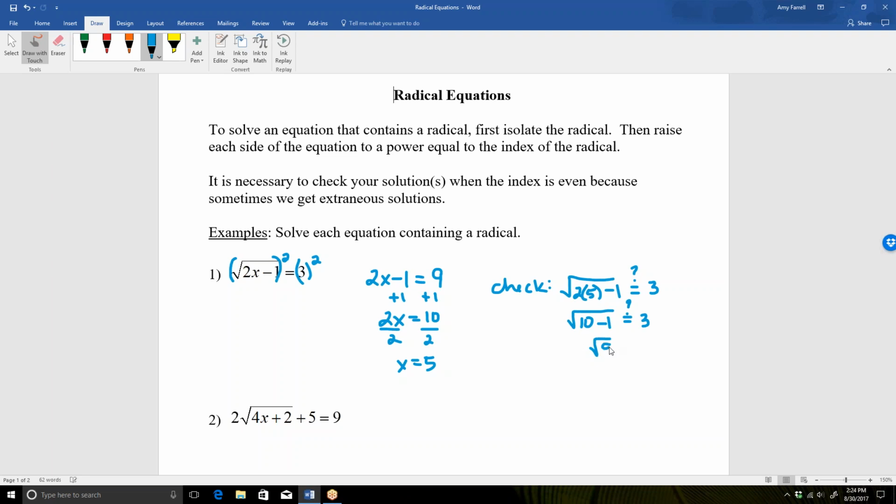And sure enough, it does. The square root of 9 equals 3. So our solution is a good solution. It's not extraneous. The solution to this equation is x equals 5.